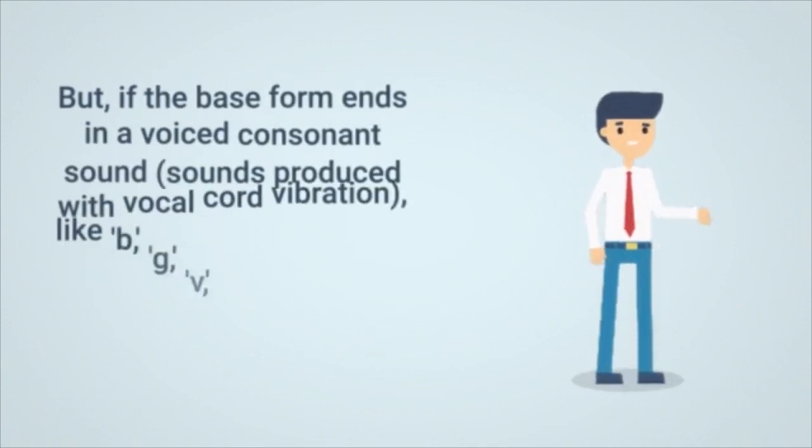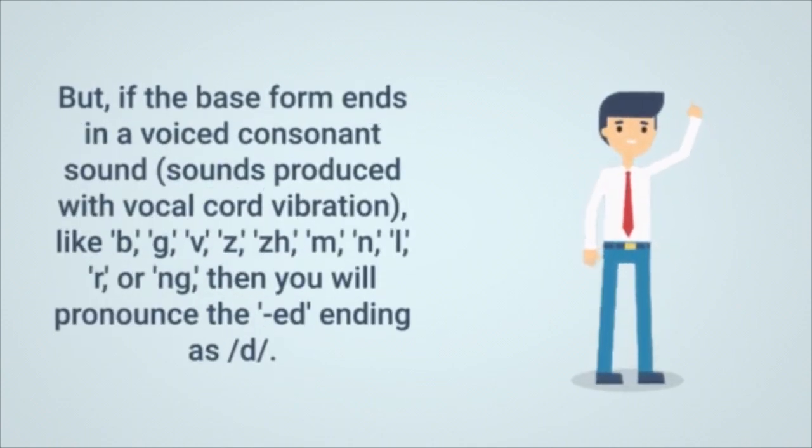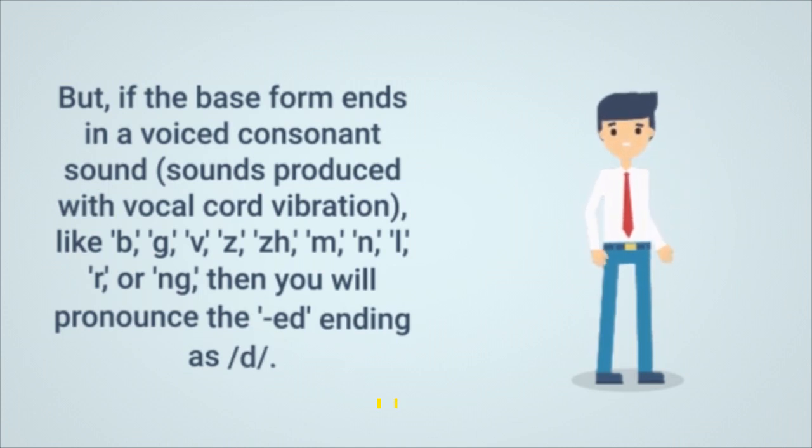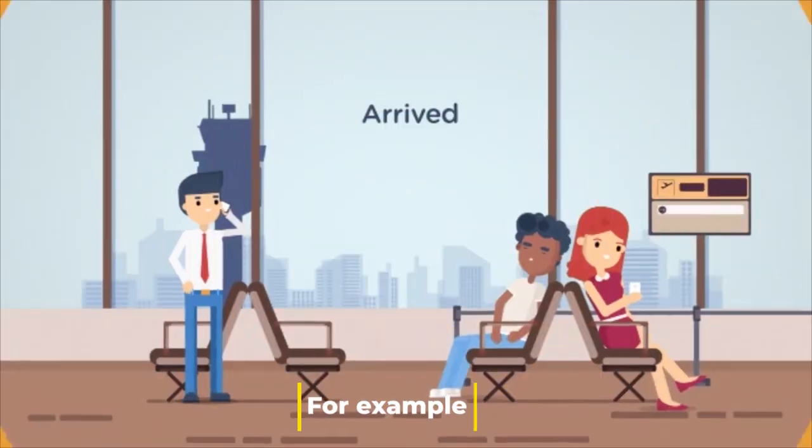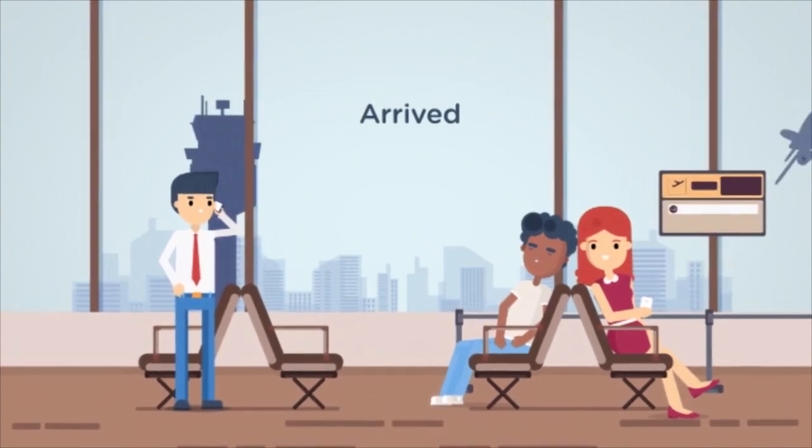But, if the base form ends in a voiced consonant sound, sounds produced with vocal cord vibration, like b, g, v, z, zh, m, n, l, r, or ng, then you will pronounce the ed ending as d. For example, arrived.